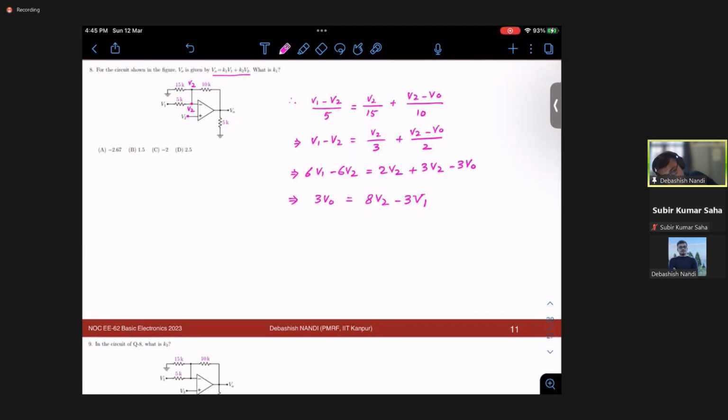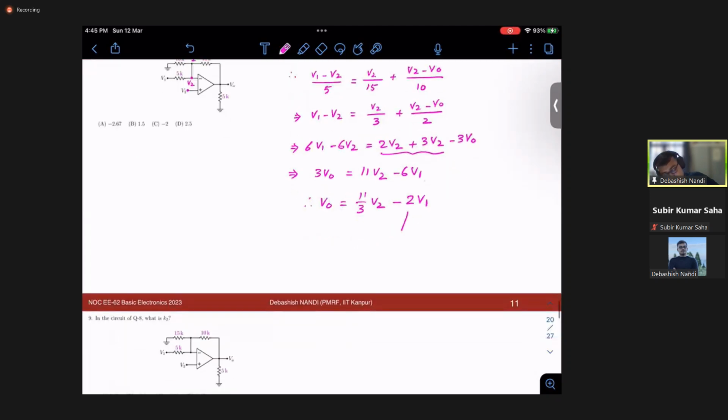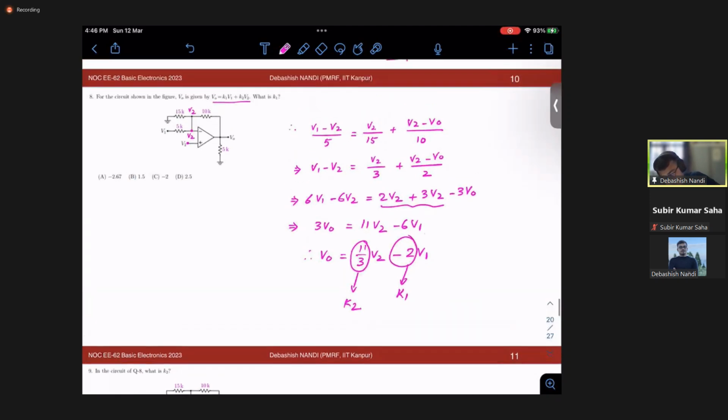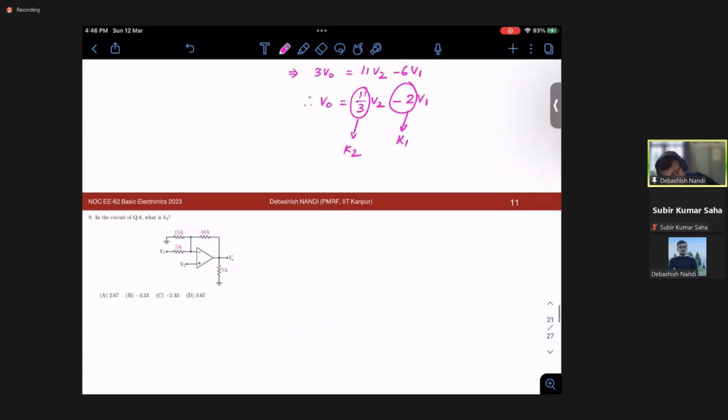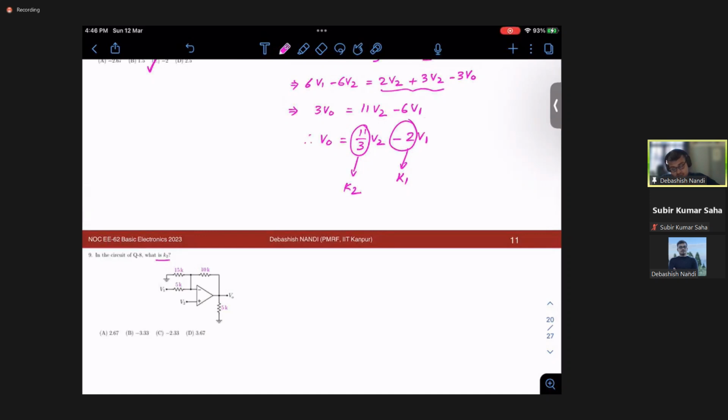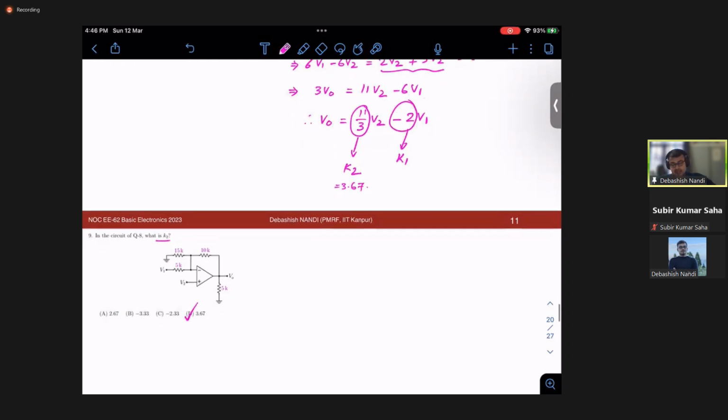No, this is also V2, right? So this is my 5V2 and this is 11V2, right? And this would be minus 6V1. So your V0 would be 11 by 3 V2 minus 2V1. That means this is my K1, this is my K2, right? So your K1 is minus 2, and your K2, I think in the next problem they have, yes, the next problem, same circuit, they have asked about K2. K2 would be 11 by 3, that is 3.67, right? So this is the right answer.